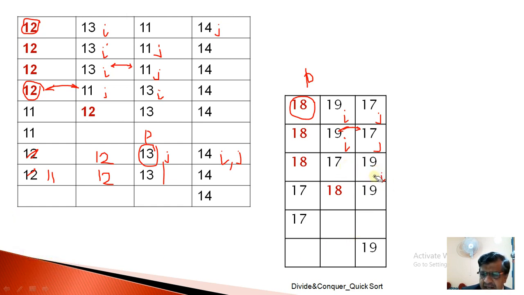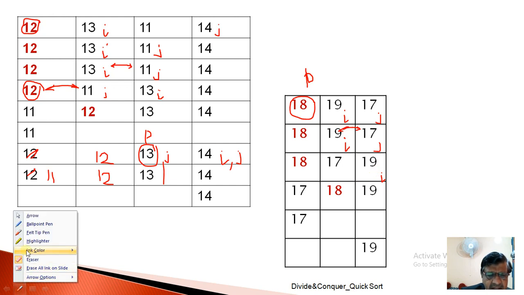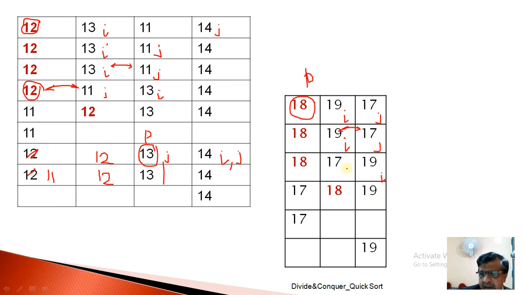And j can move further. J can simply move further, and j will come and stop over here, because 17 is lesser than the pivotal element 18. Therefore, the swapping will take place between these two, and 17 will come over here. 18 will occupy this particular place, and 19 is still there.